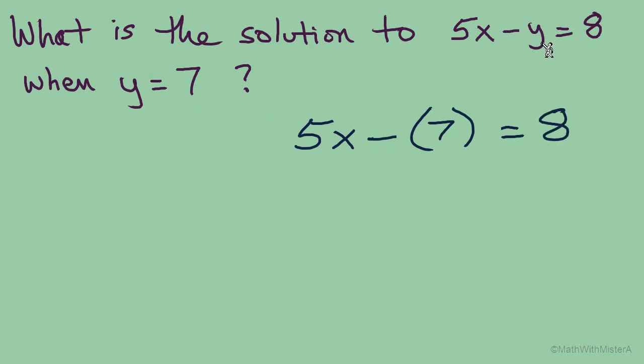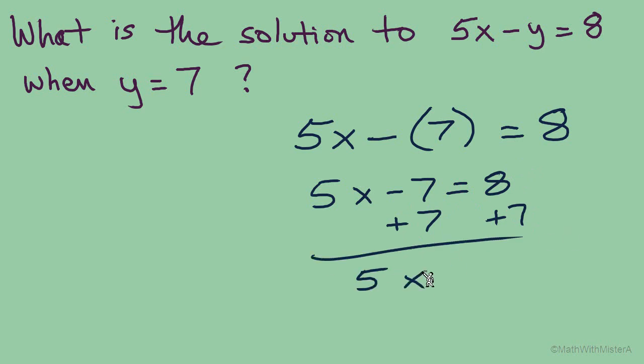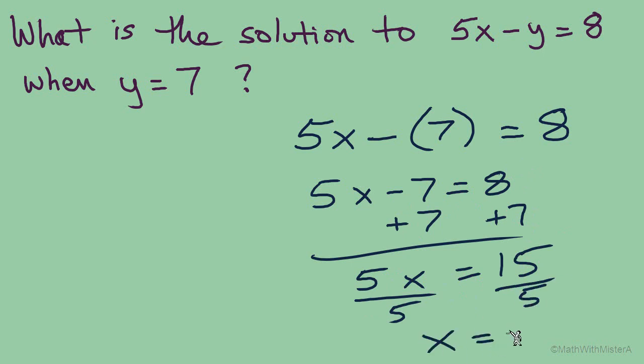Since we've put 7 in place of y, we're left with an equation that has just the variable x. 5x minus 7 equals 8. So let's solve this equation for x. Add 7. Make sure we're doing it to both sides. 5x equals 15, so when we divide by 5, x equals 3.